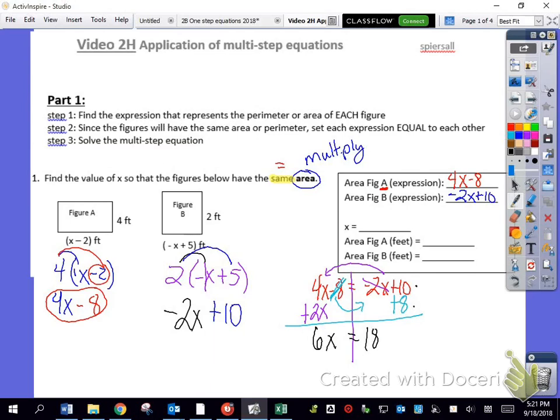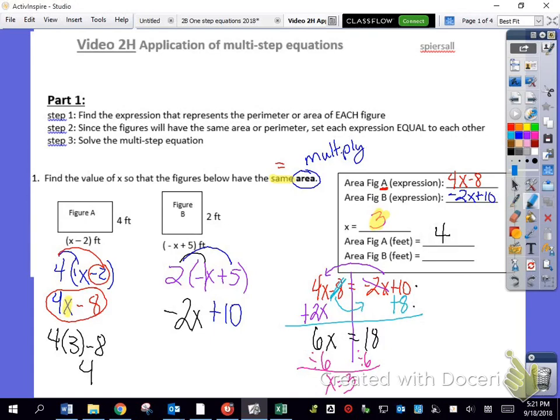Now, the opposite of multiplying is to divide. So you're going to divide by 6. And so x equals 3. So the value of x is 3. Now, I want to find the value of area A. So what you do is wherever you see x, I'm going to plug in the number 3. Okay? So right here, I can say 4 parentheses 3 minus 8. And you can put that in your calculator. 12 minus 8 is 4. So figure A is 4.